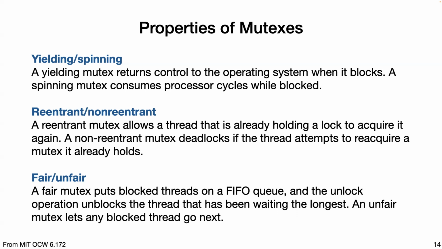One way to reason about how you might get it is through making some assumptions about the underlying thread scheduler. A fair mutex puts the blocked threads on a FIFO queue, like first in, first out, and then unblocks the thread that has been waiting the longest. And an unfair mutex lets any blocked thread go next. So it has nothing to do with how long you've been waiting.